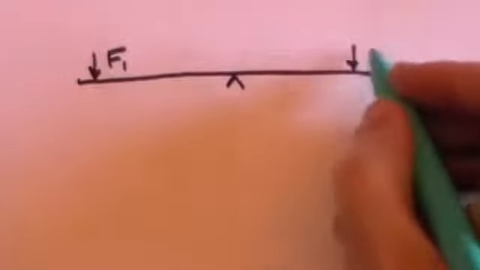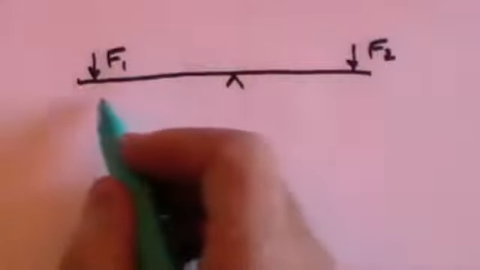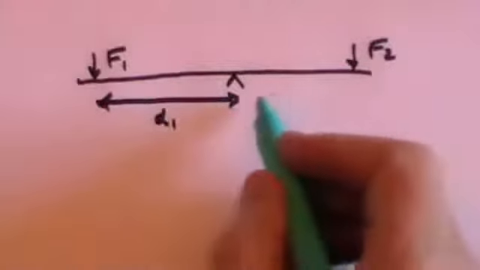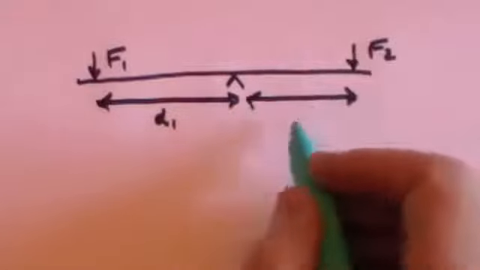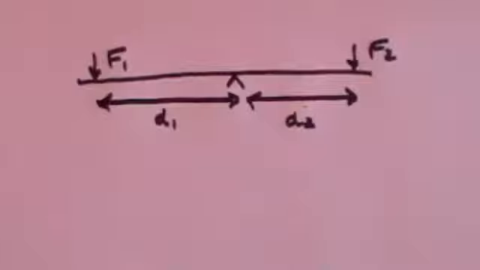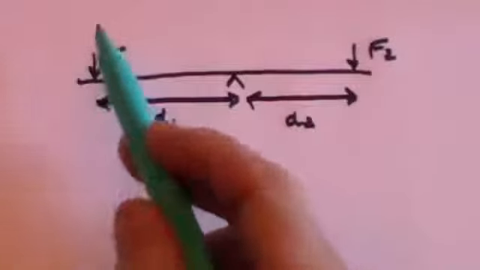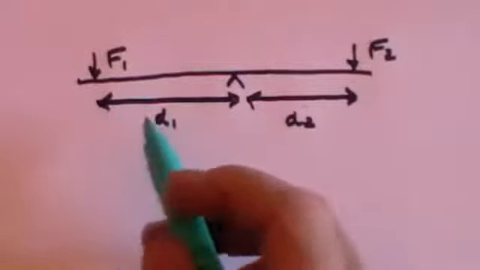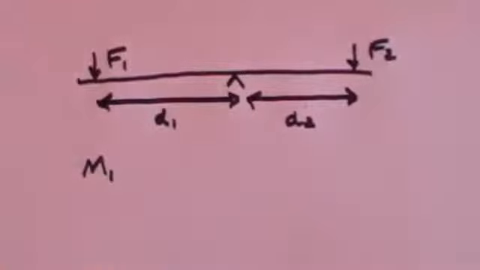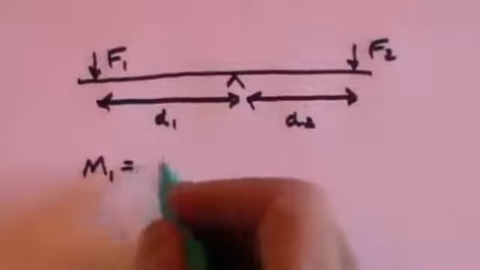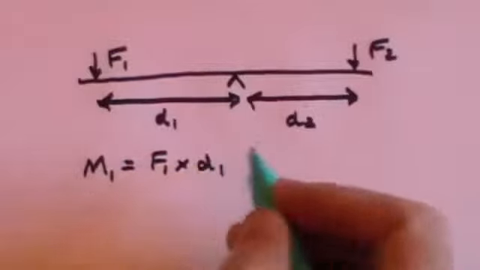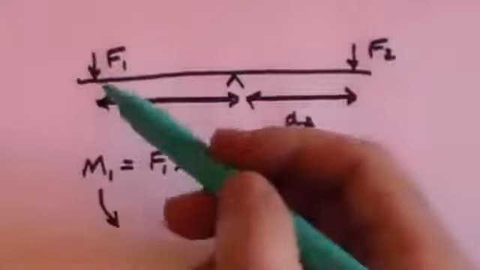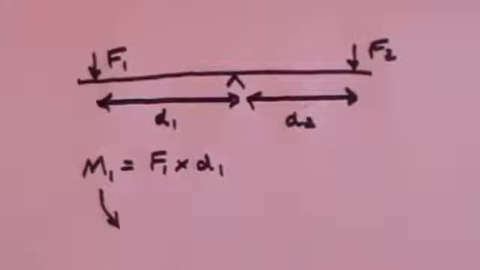We can put a force on this side, F2, and the distance from the force to the pivot point on this side is D1, and on this side the distance between F2 and the pivot point is D2. Now on this side, this force, which you'll notice is acting at right angles to the distance, will have a moment. So the moment on the left hand side is going to be equal to the force F1 times the distance D1. That will have an effect of turning in this direction. It will cause the seesaw to swivel in this direction.